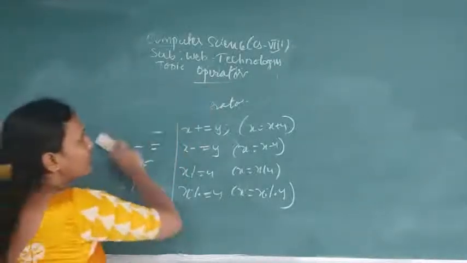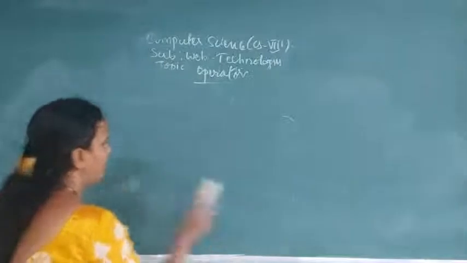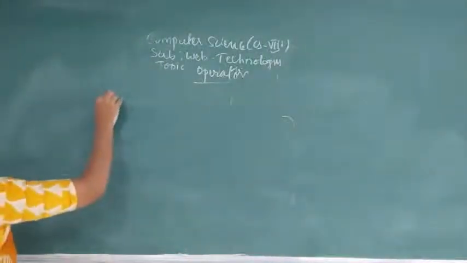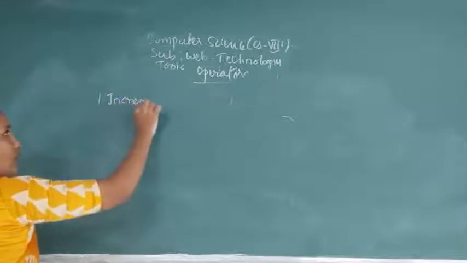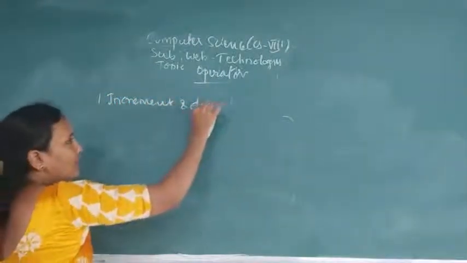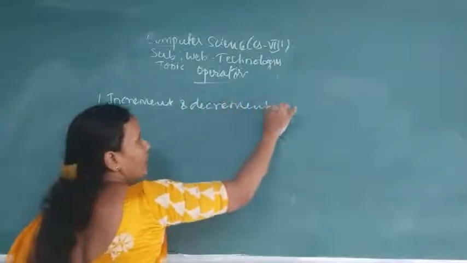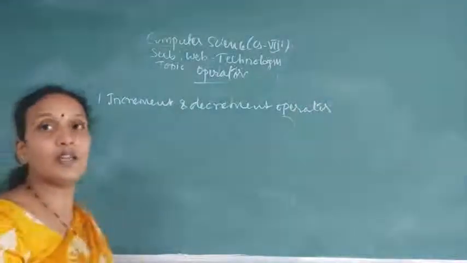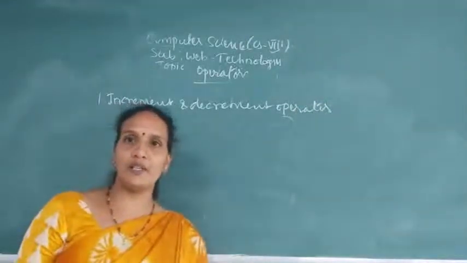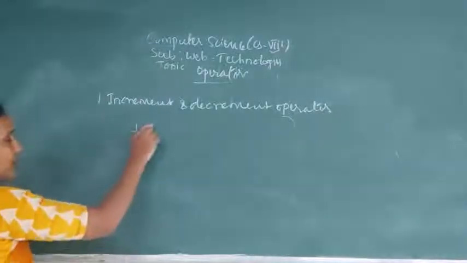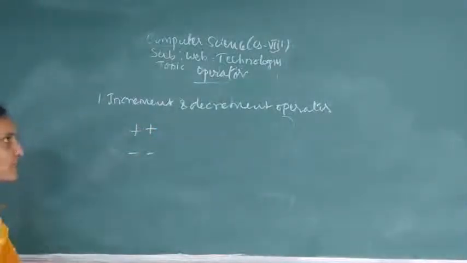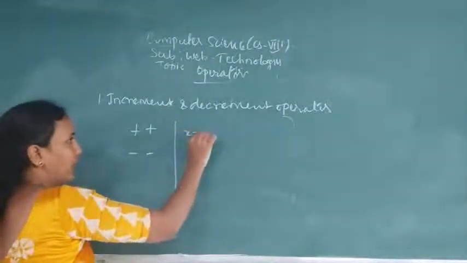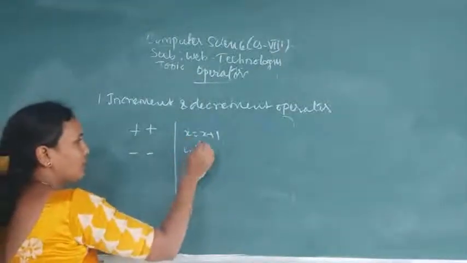Now the next one is, sorry, increment and decrement operators. Actually, I had not given this. Increment and decrement operators. Plus plus is called increment. Minus minus is called decrement. This is nothing but x equals to x plus 1, y equals to y minus 1.